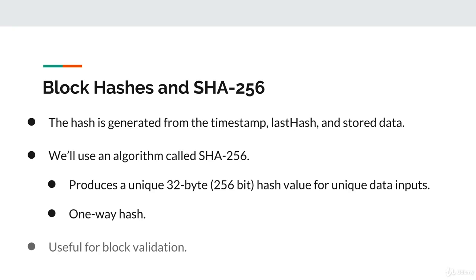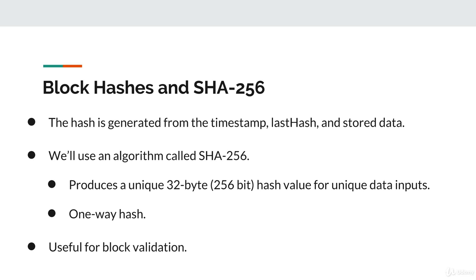Now, this is useful when it comes to validating blocks. If a set of data produces a unique hash, then in our blockchain system, we can immediately know if data has been tampered with, if its generated hash is different from one that we create given the data that is already there in the block.